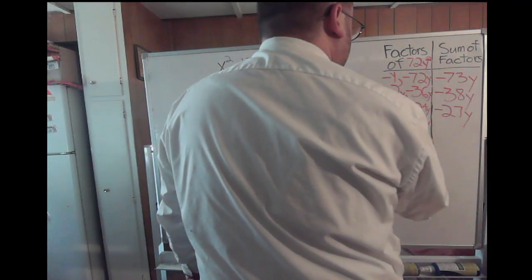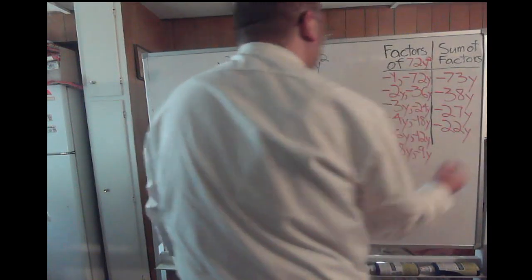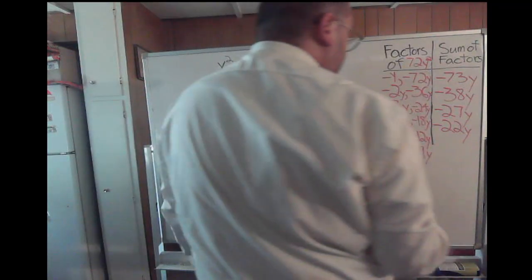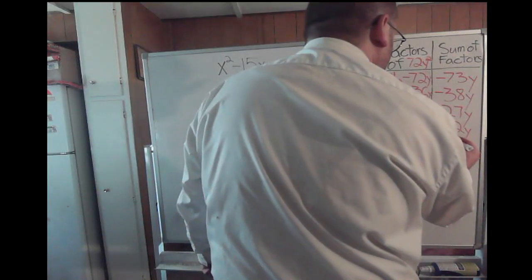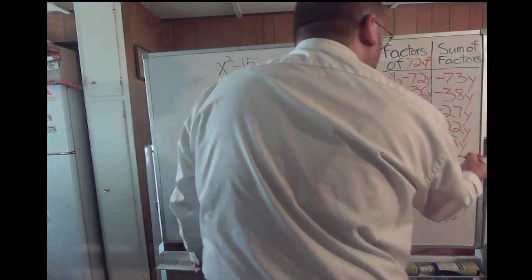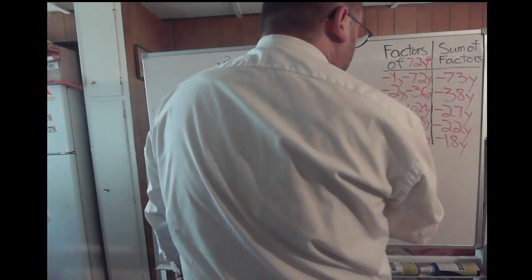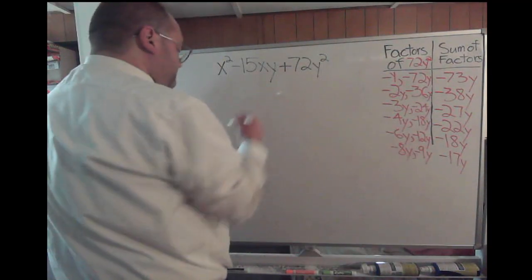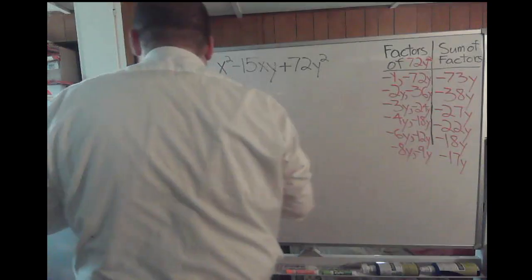Negative 4 and negative 18, that would give you negative 22y. Well, negative 22 is also not negative 15. Negative 6y and negative 12y, that would give you negative 18y. Well, negative 18 is clearly not negative 15. And then negative 8y and negative 9y, that gives you negative 17y. Negative 17 is also not negative 15. Well, we've run out of factors.